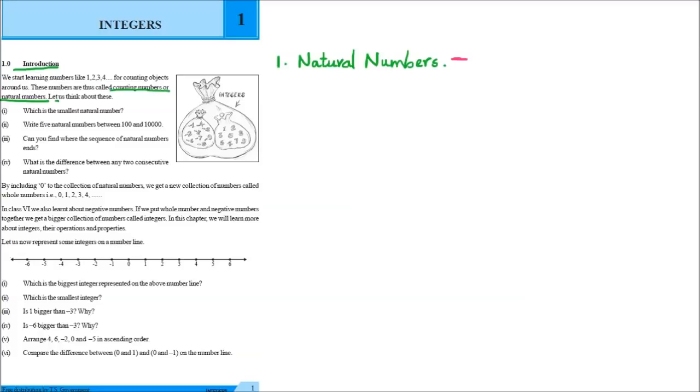Let's discuss these. These are some of the questions. We'll cover them later. By including 0 to the collection of natural numbers, we get a new collection of numbers called whole numbers. So this is another keyword. First keyword is here. Second one is here. So number 2, whole numbers.